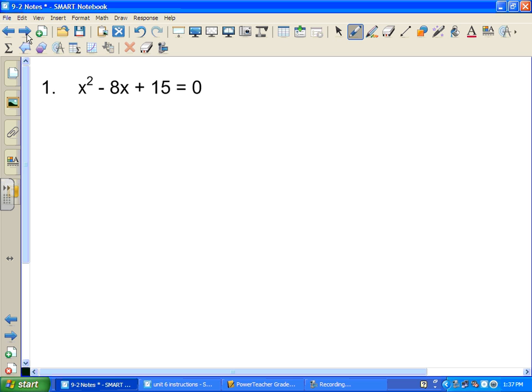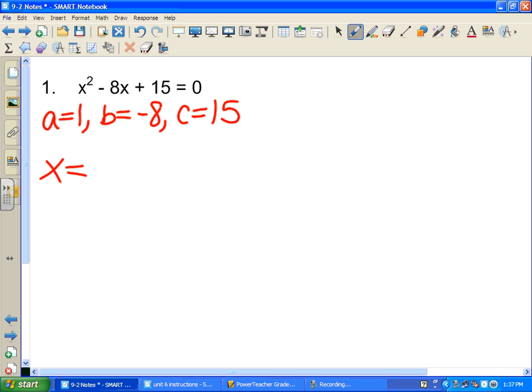So A is what? 1. Right? This is 1x squared. B is negative 8. And C is 15. Okay? And that's why I like this. It's always the same way. You just plug this in.